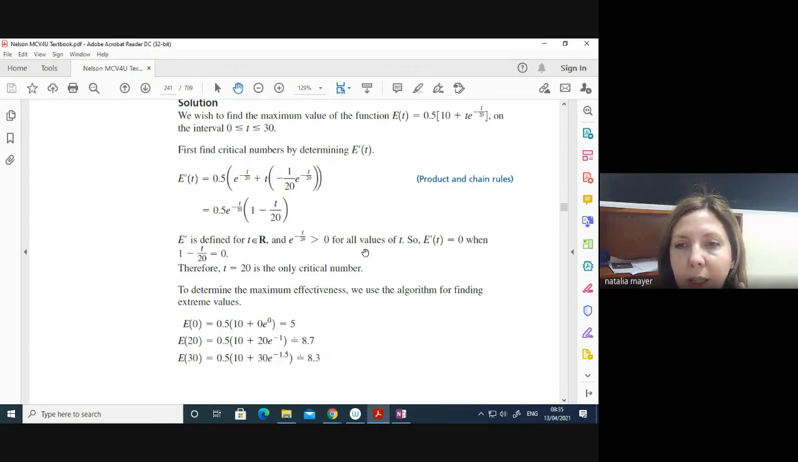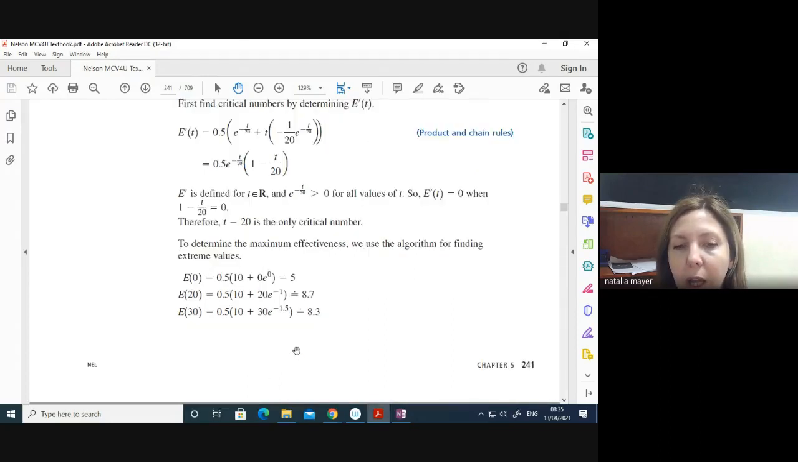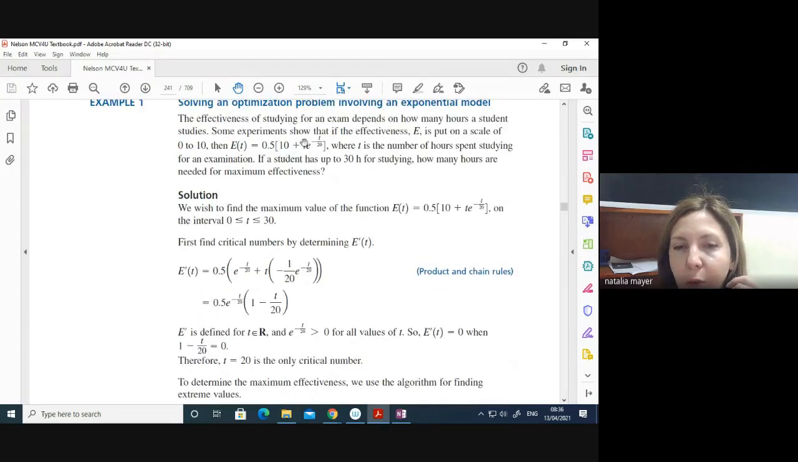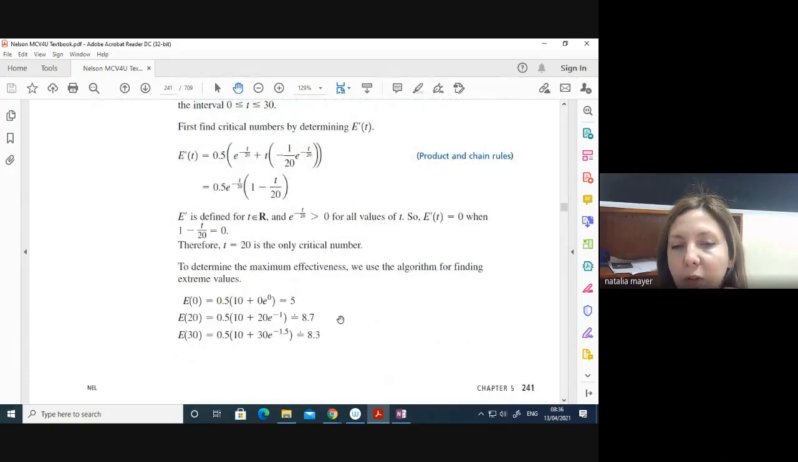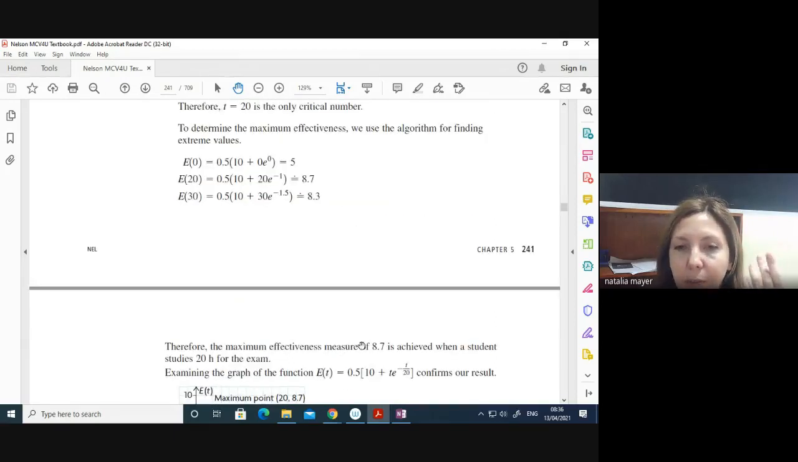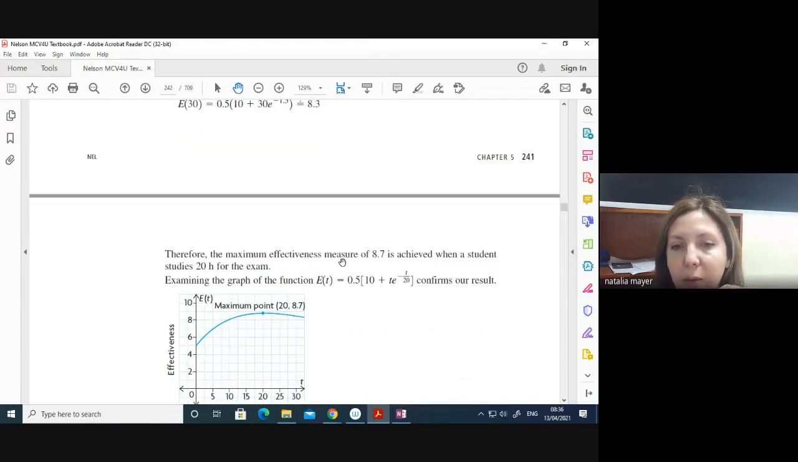So we mentioned before that the interval is from 0 to 30, so we're going to use the endpoints 0 and 30, as well as the critical point, in order to find the output from the main function, which is effectiveness. We can find that E of 30 and E of 20 are very close, but E of 20 is greater. So we're going to choose 8.7 as an effectiveness score on the scale from 0 to 10. So the maximum effectiveness measure of 8.7 is achieved when a student studies 20 hours for the exam.